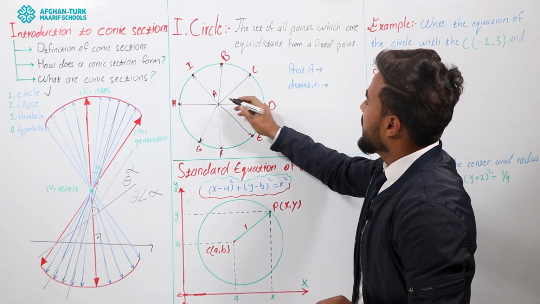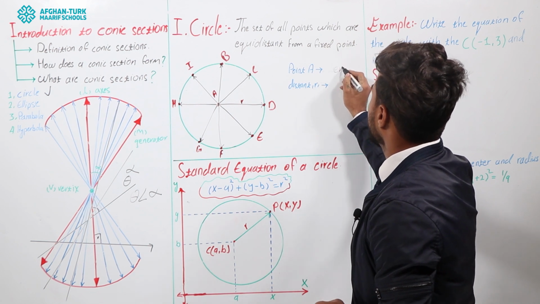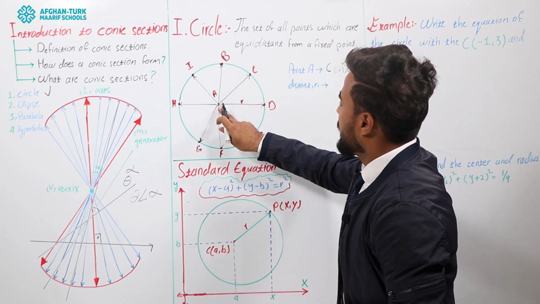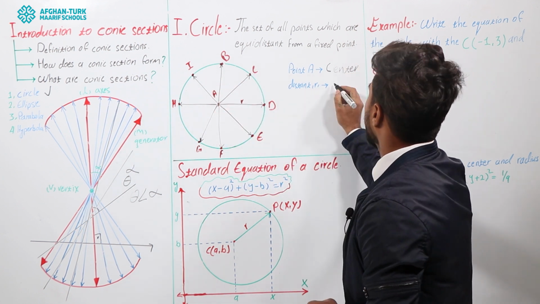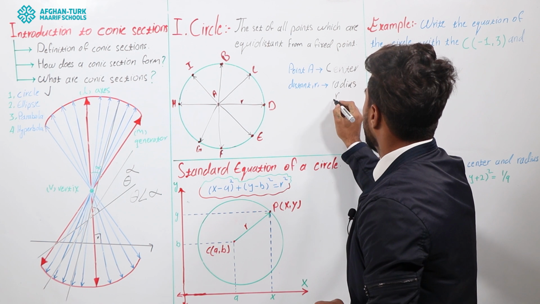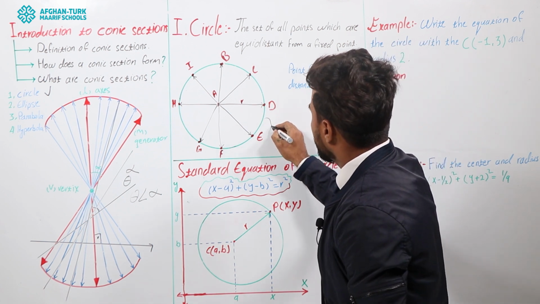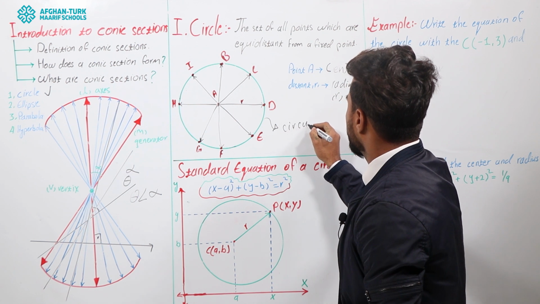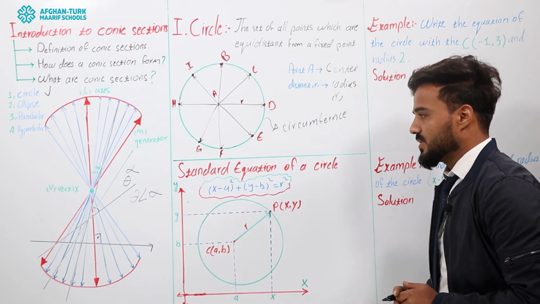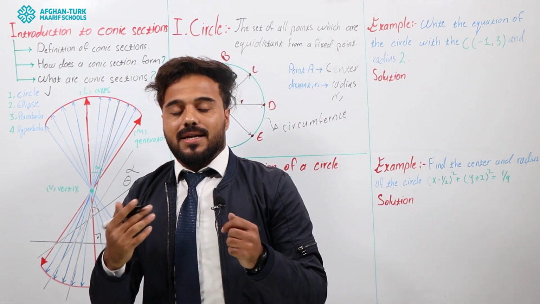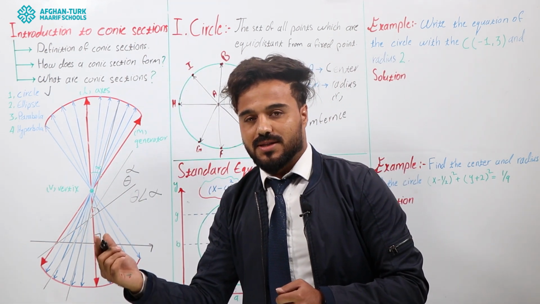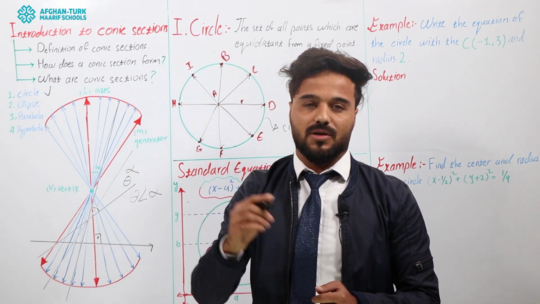In this shape, point A is called the center of the circle, and this distance from A to each of these points is called the radius, and we denote the radius by the letter R, and this curve is called the circumference of the circle. So dear students, as we know, analytic geometry says that every equation has a geometrical shape for itself, and every geometrical shape has an equation for itself.